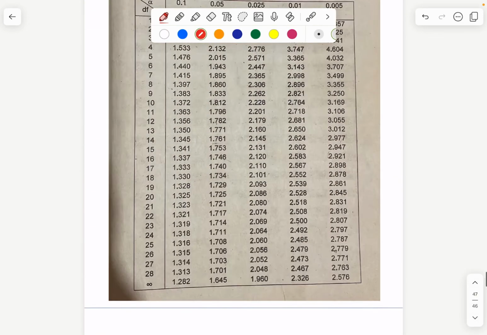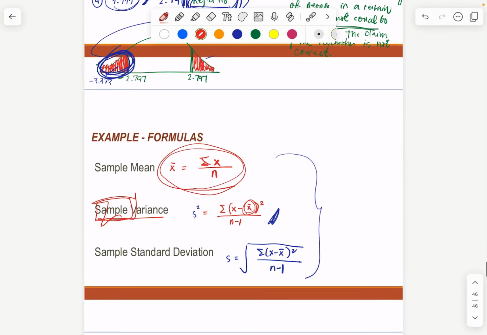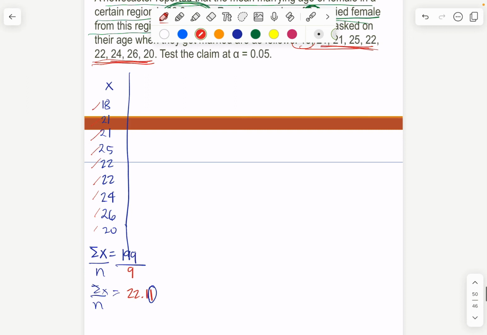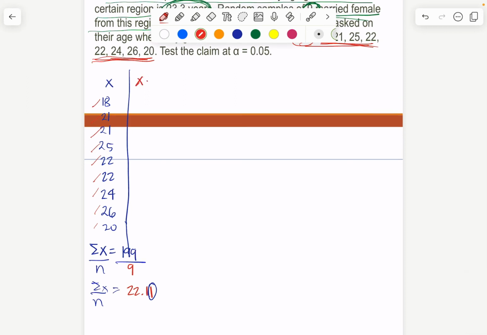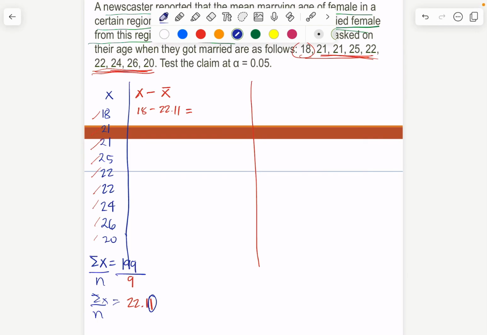Sample mean. Let's look at the formula here: x minus our sample mean. We also do it in the table. X minus our sample mean. So, 18 minus 22.11, how much is that? 18 minus 22.11 will be negative 4.11. In your calculator, negative 4.11 will come out.